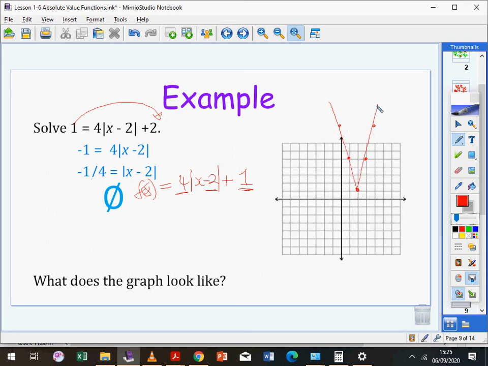And I hope you can see that the graph does not touch the x-axis. Not touching the x-axis means it has no solution. That's what we talked about earlier. And this has been proved correct or true. All right.